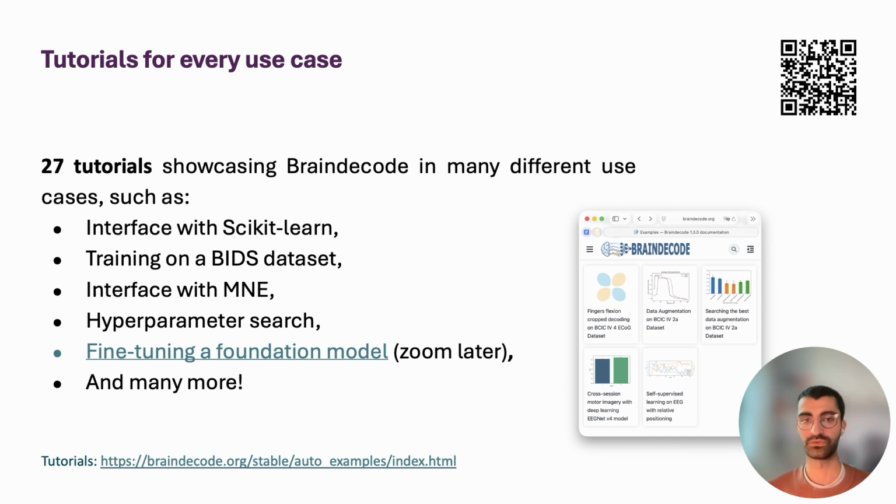And finally, we have the tutorials of BrainDecode. So we have a rich collection of 27 tutorials that explain how you can do many different things. We try to be exhaustive in terms of possible use case scenarios. For example, we have an example of how you could use BrainDecode and interface it with scikit-learn, or how you could train a model on a BIDS dataset, or regarding the interface with MNE, or how you could do hyperparameter search.